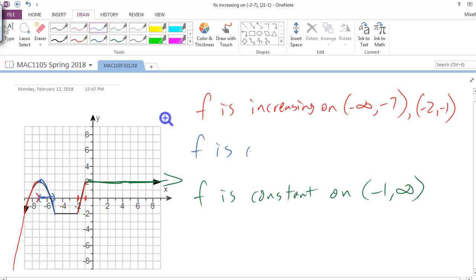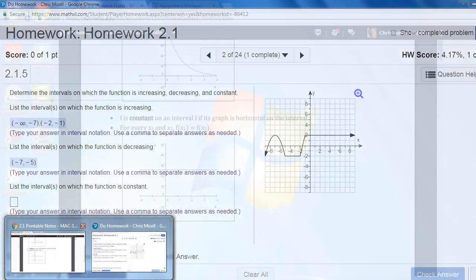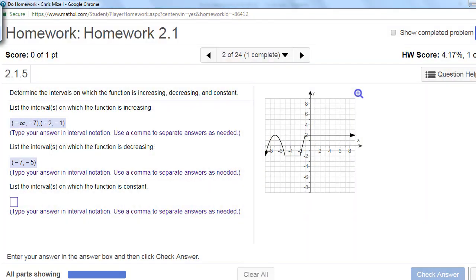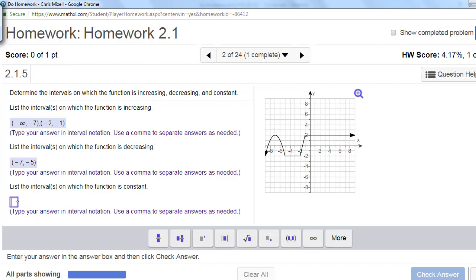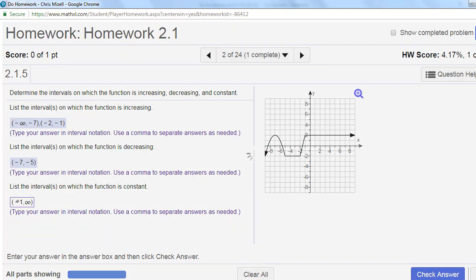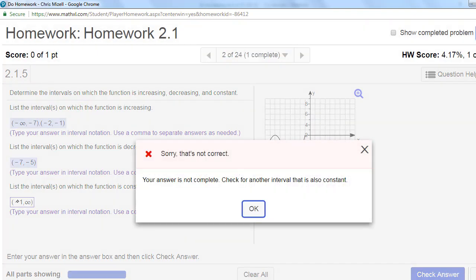And let me go ahead and fill in the other one, just for reference here. Decreasing, we said, on the interval from -7 to -5. Let's just verify this with MyMathlab. -1, again with the front slash INF, close the parentheses. And I missed it. Why did I miss it?